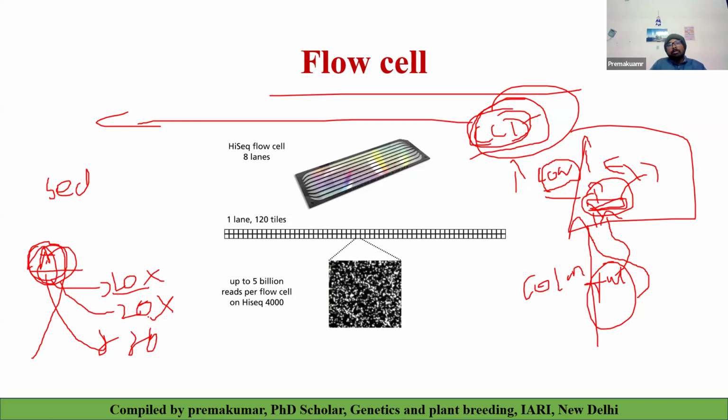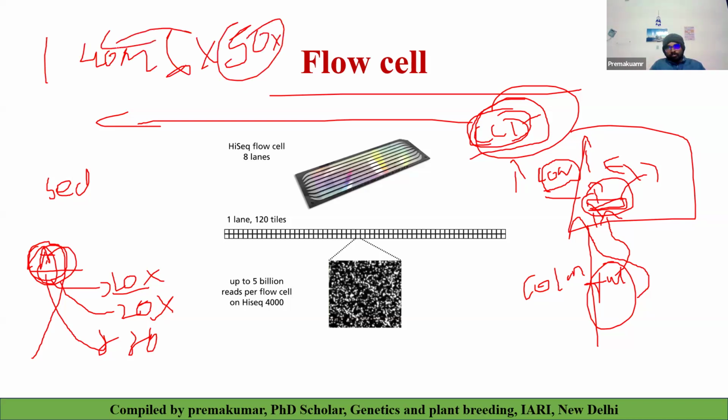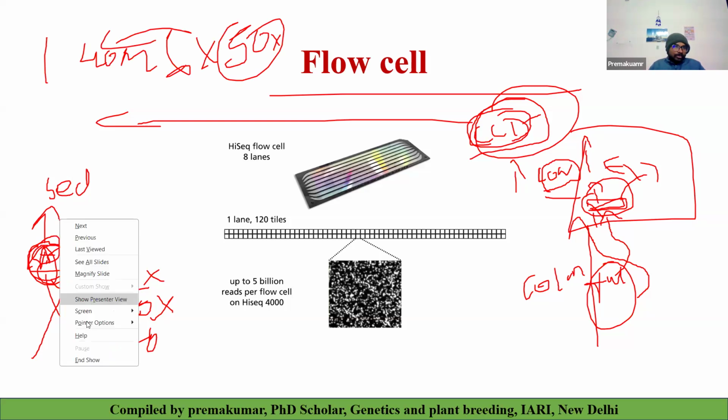Whenever you hear about sequencing data, they will ask how much depth and how much coverage. For example, you have a 450 MB genome. Coverage means how many times, say 50x, you have to sequence the whole genome. That is called coverage. Depth is how many times each base is sequenced. That is a major measure.